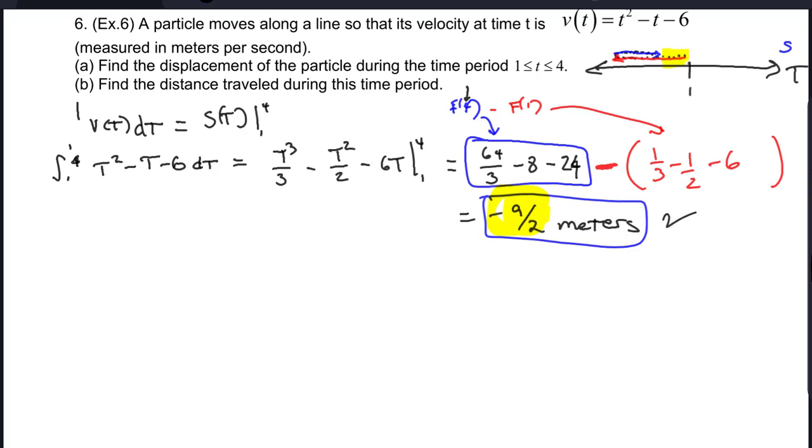Now, I'm going to erase some of this to make room for the next question. That was part A. Now we need to do part B. Part B is a little more involved.